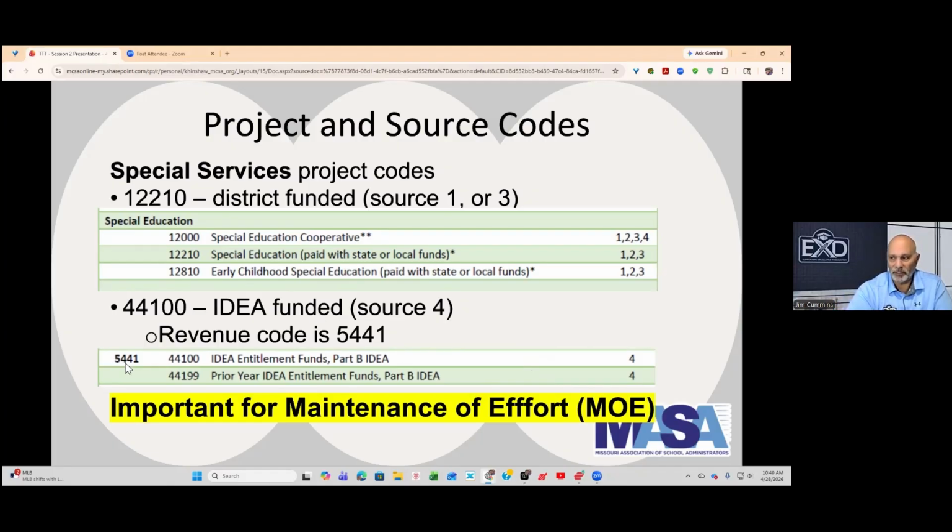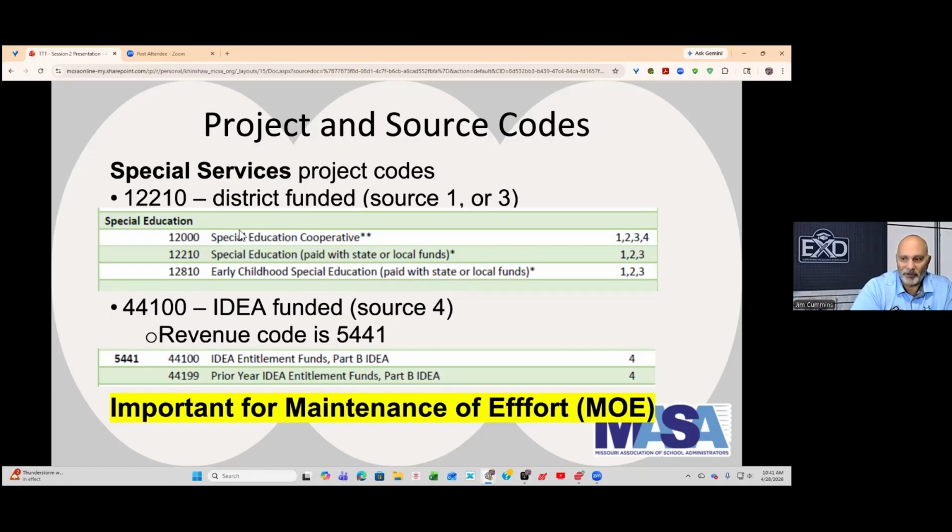And one of the key elements you're looking for is, when I'm done at the end of the year, when I run a report for the 44100 project code, are all of them in source 4? And does that total match what I've done with EPEGs, with my payment request, with my budget? And so it's important. This is important with IDEA, it's important with federal programs. Anything that has a federal source of funding, these need to match.